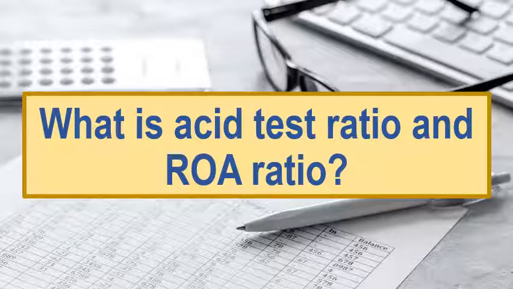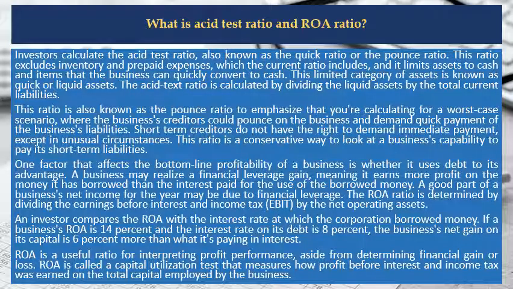What is acid test ratio and ROA ratio? Investors calculate the acid test ratio, also known as the quick ratio or the pounce ratio. This ratio excludes inventory and prepaid expenses, which the current ratio includes, and it limits assets to cash and items that the business can quickly convert to cash.